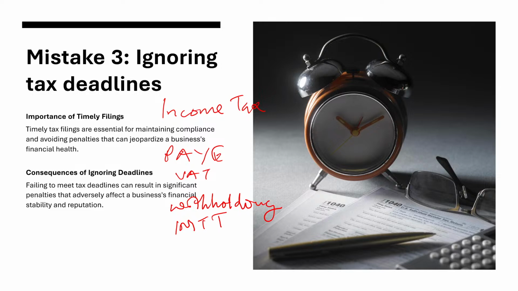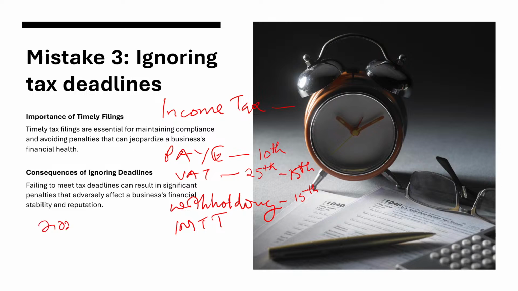These taxes have different deadlines or due dates. PAYE is paid on the 10th of every month. VAT, previously it was the 25th, but it has changed now to the 15th since February. Withholding tax, same, the 15th. IMTT is for companies that withhold payments done through internet banking, then they pay later on a quarterly basis.